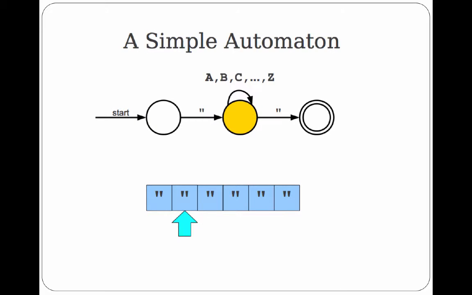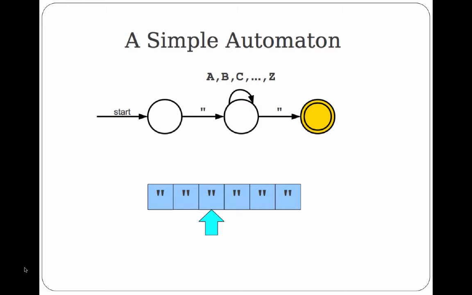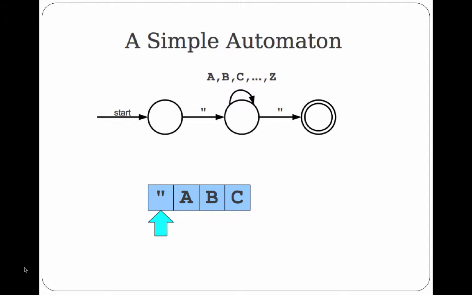In this example, you see that we started in the start state and we scanned the quote, which moved us into the middle state there. And then we found this other quote, and that moved us into the final state. However, we're not finished with the string. And from the final state, there are no transitions anywhere. So therefore, the automaton does not accept this string.